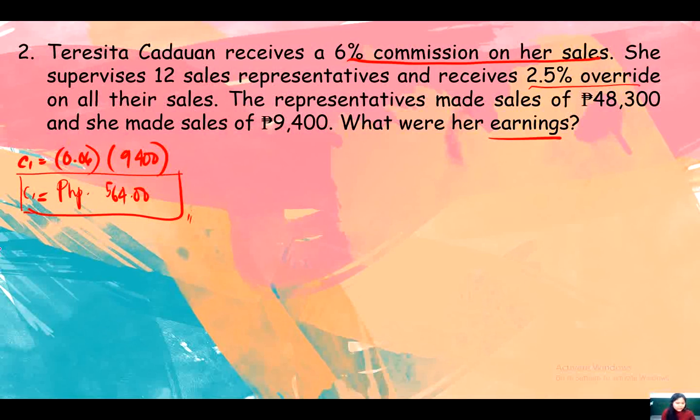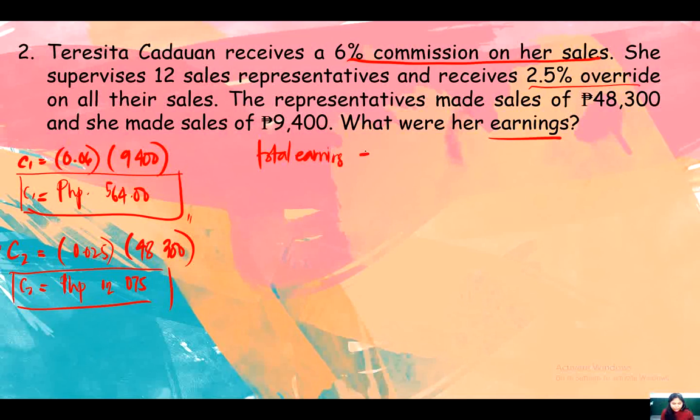So, while dun sa kanyang commission 2, yung kanyang mga sales representative, ang kanyang rate is 2.5%, which is equal to 0.025 in decimal form. At ang kanilang earning ng kanyang representatives is 48,300. Then the product is 12,075 pesos. Let me write the peso sign.